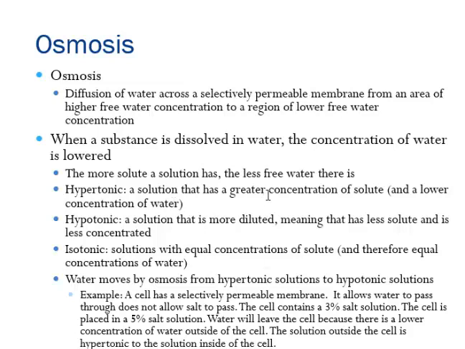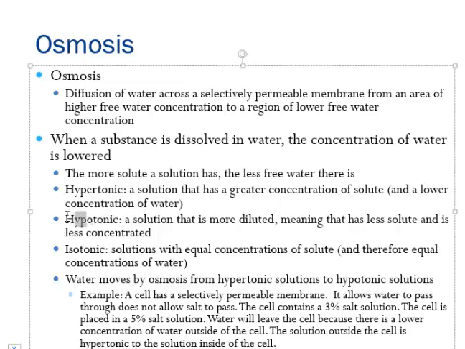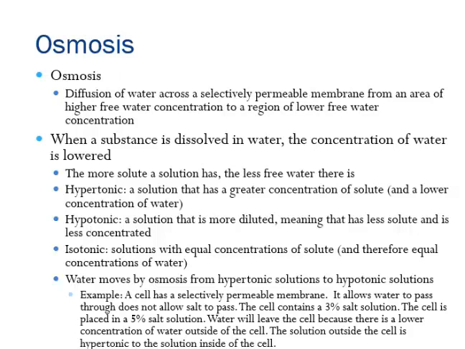Hypertonic means a solution with a greater concentration of solute, and hypotonic is the opposite. Hypo means less, hyper means more, generally speaking, so it's just terminology. Hypotonic is a solution that is more diluted, which means it is less concentrated. So just to give you an example, if you have a hypertonic solution next to a hypotonic solution, that means you have a more concentrated solution next to a less concentrated solution.